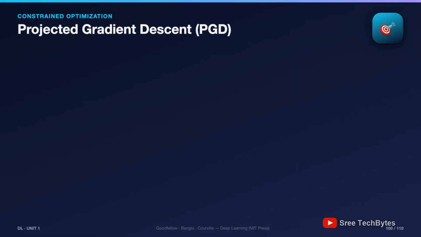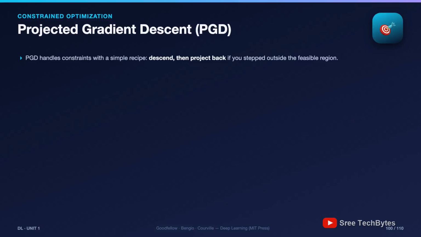Method 1 for constrained problems, and it's beautifully blunt: projected gradient descent, PGD. The recipe has 3 steps. Step 1: take a normal gradient descent step, pretend the constraint doesn't exist. Step 2: check, did we land inside the feasible set? If yes, carry on. Step 3: if no, project back, snap to the closest point inside the feasible region.